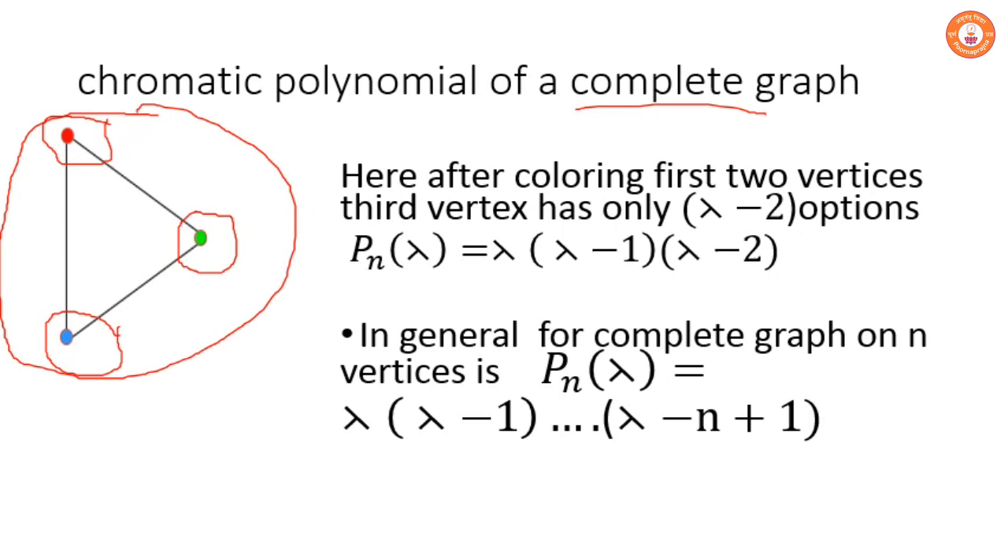So the given triangle, which is called K3, can be colored in lambda, lambda minus 1, lambda minus 2 ways. We will generalize this. If there are n vertices, it is a complete graph on n vertices, then it can be colored in lambda, lambda minus 1, lambda minus 2, and so on up to lambda minus n plus 1 ways.